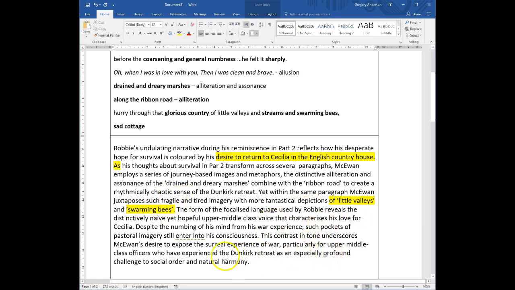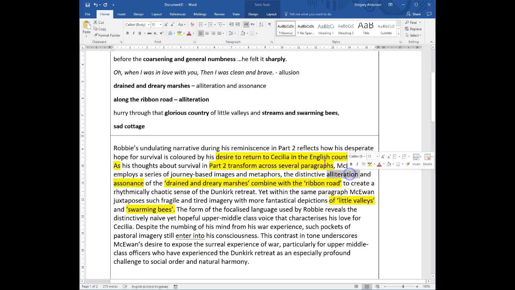I think, is it near the end? It is, but we'll find that where we do. We contextualize the analysis here by referring to several paragraphs related to Robbie's thoughts about survival. And we know that we're going to use the drained and dreary marshes and the ribbon road. We know that these are journey-based images and metaphors. We also know that they talk about alliteration and assonance.